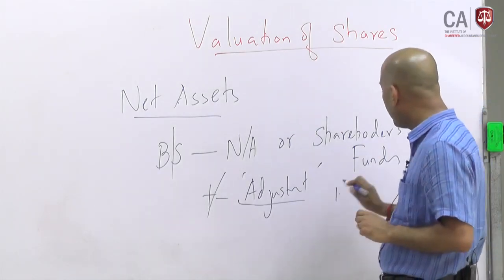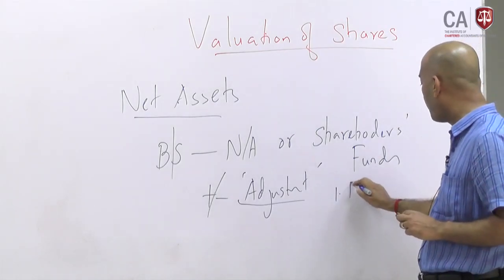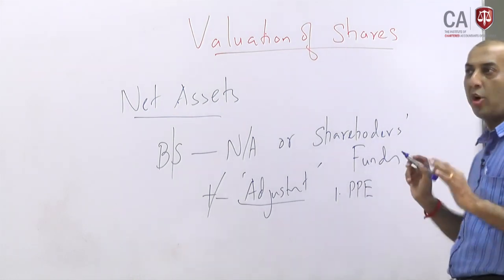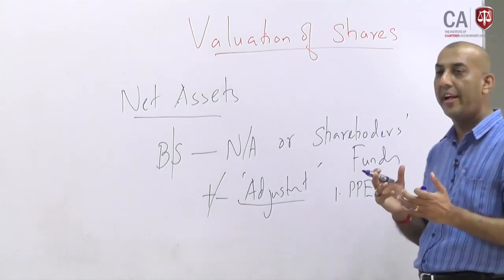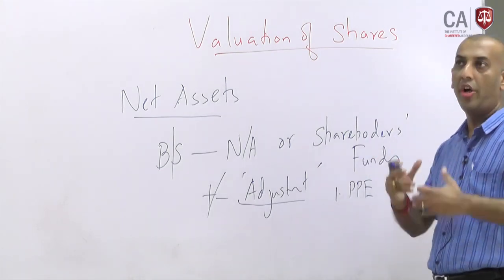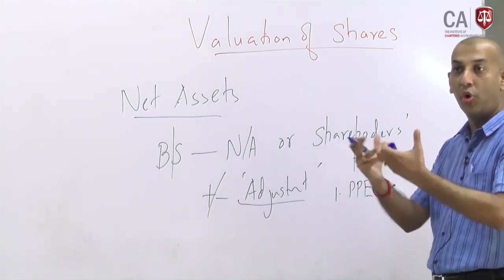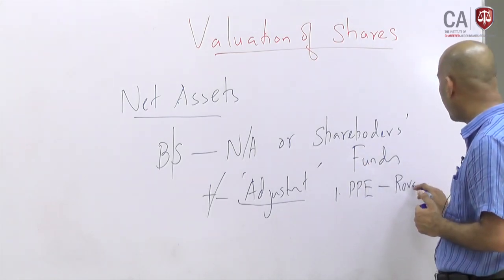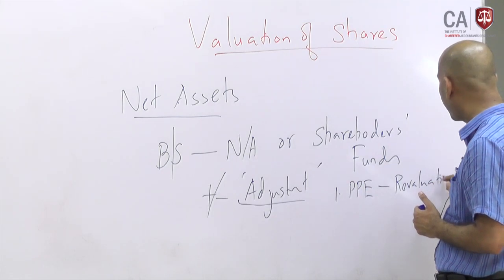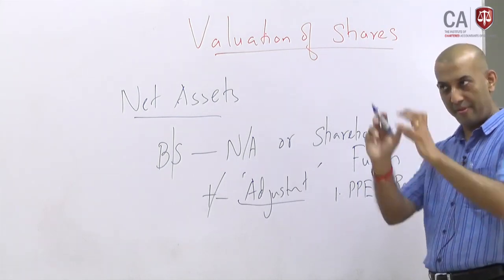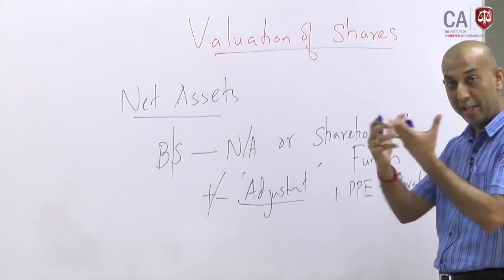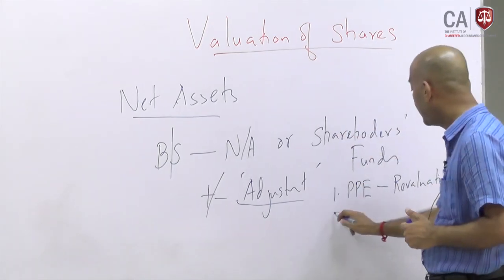One, we will say your property plant equipment or your fixed assets. If your property plant equipment in your balance sheet is not reflecting the fair value or it has not been revalued over the past, then you might use the revaluation adjustment. Your balance sheet PPE has not properly reflected the fair value, so you may need to do the revaluation adjustment.